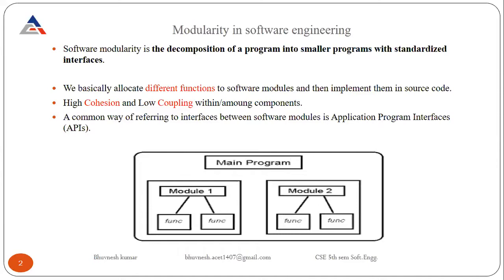In this concept, you have to decompose your modules, and in each and every module there should be different functions. This is your main program on your screen, and this program is further divided into different modules, module 1 and module 2. They also have functions in them. A single module has functions, methods, and operations to perform its task, and in another module there are further functions, operations or methods. The second point says that we basically allocate different functions to software modules and then implement them in source code.